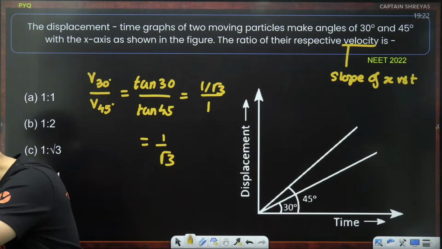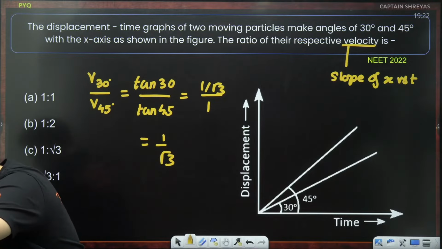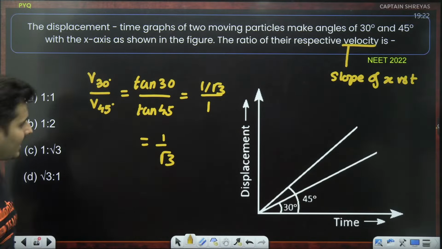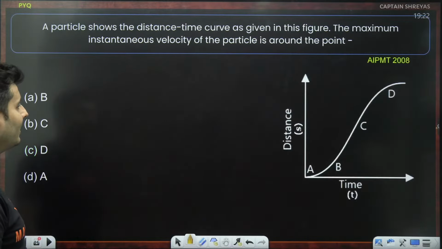Yep, C for Capto. Awesome, awesome. Very good, great. Moving on to the next question, guys. See, this is how graph questions are. They're not very difficult. If you know the theory, it's very easy.